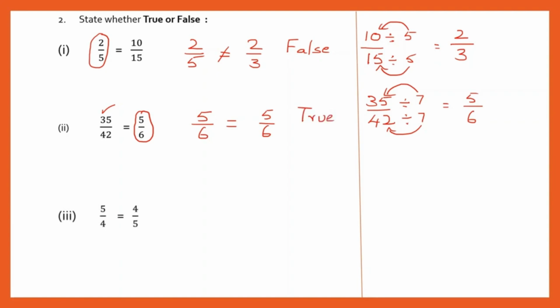Question 3. 5 by 4 and 4 by 5, as you can see, are not equal. So this statement is false.